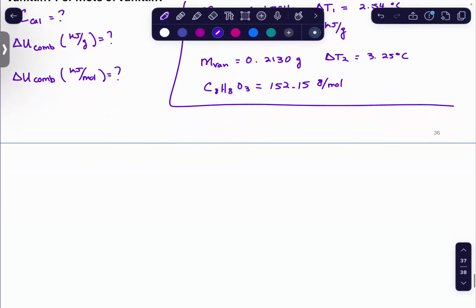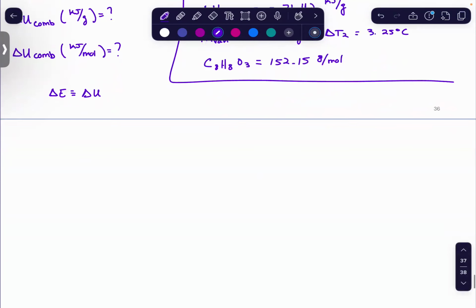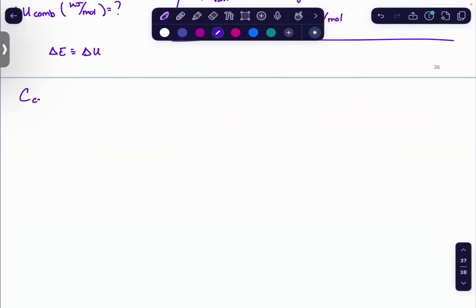Okay. And once again, remember your textbook, I use delta U. That's the more traditional way to write it. Your textbook is going to use delta E. And so the textbook's delta E equals my delta U. So same thing. Okay, so the heat capacity of the calorimeter. Well, we remember that heat of the calorimeter plus the heat of the reaction is zero, which means the heat of our reaction must be the negative heat of the calorimeter. Okay.